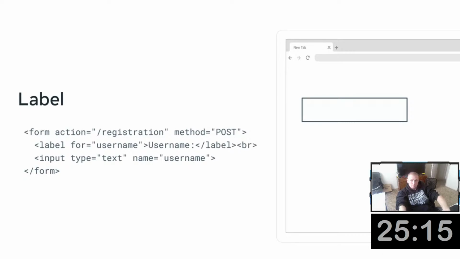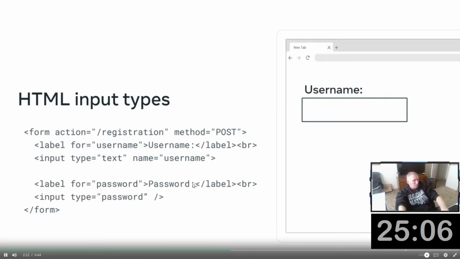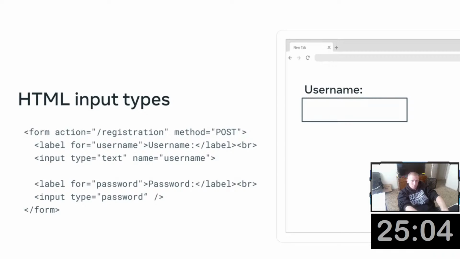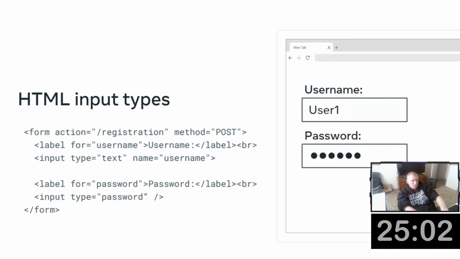But a text box on its own isn't very user-friendly, so I will now add a label above it. By adding the label tag, the form will now display the word username above the input field. Next, let's add a password field. In this case, I won't use the text input type since I don't want the password to be visible. HTML has an input type specific for passwords that will mask the user's input data. The username will be visible and the password will be masked.